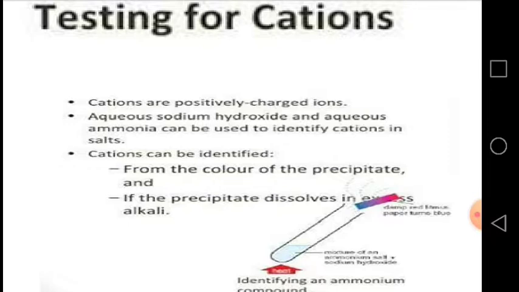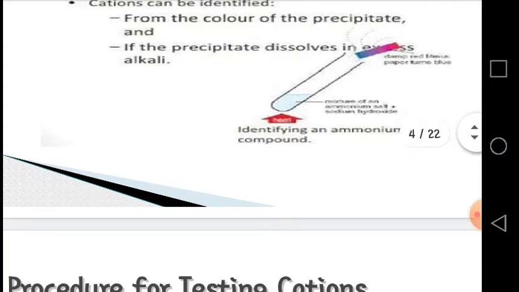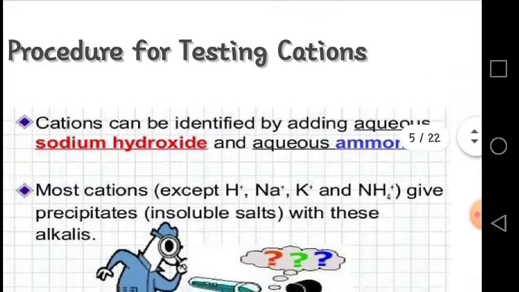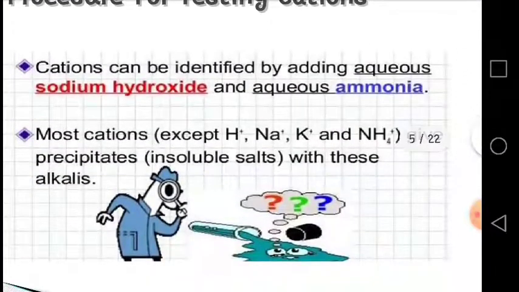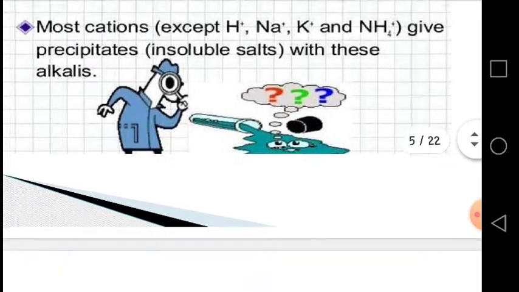Dear students, cations can be identified from the color of the precipitate, and whether the precipitate dissolves in the excess of alkali or not. Cations except hydrogen, sodium, potassium and ammonium give precipitates with these alkalis.